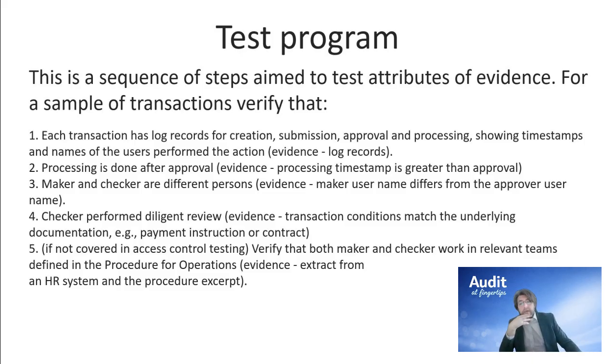So step number 3 is about separation of duties. So we're checking whether makers and checkers are different persons, right? So in that case, we can still use the log. So you see that's how fruitful this artifact is. And in that case, we can verify whether the names are different.